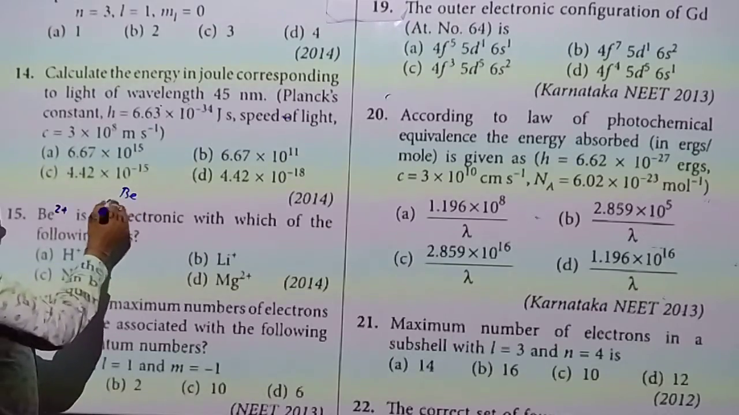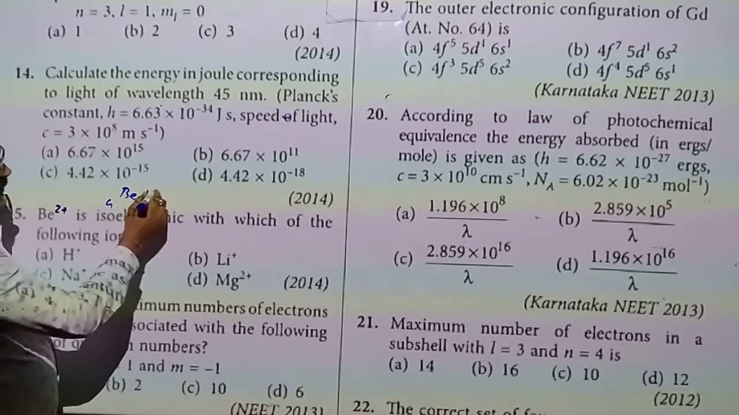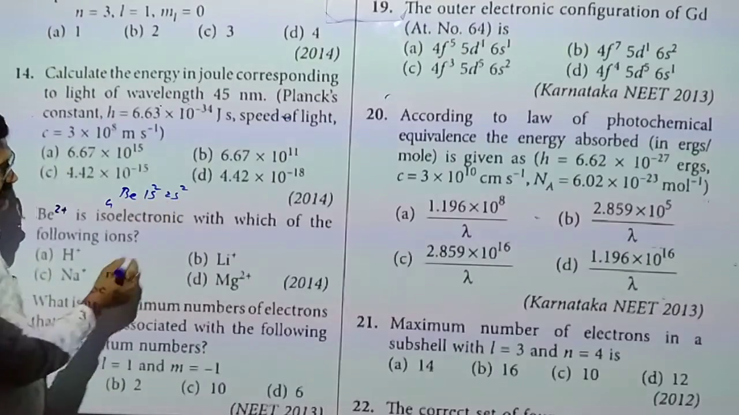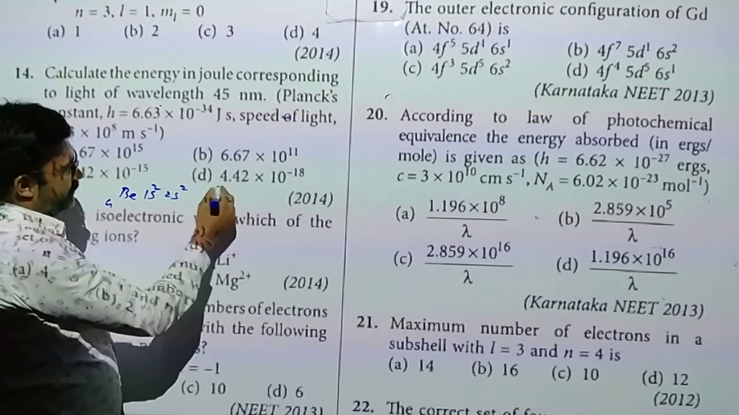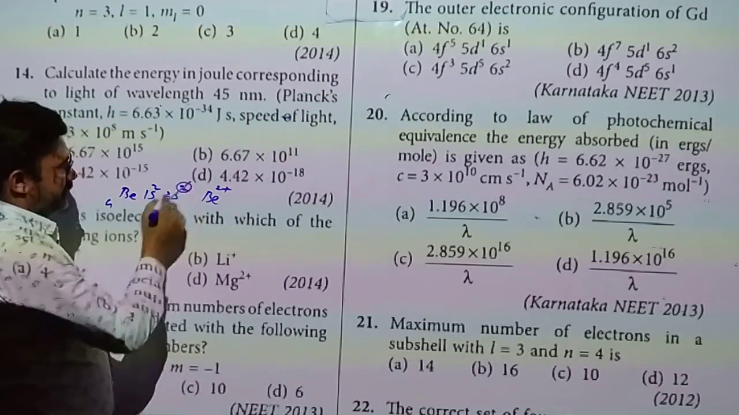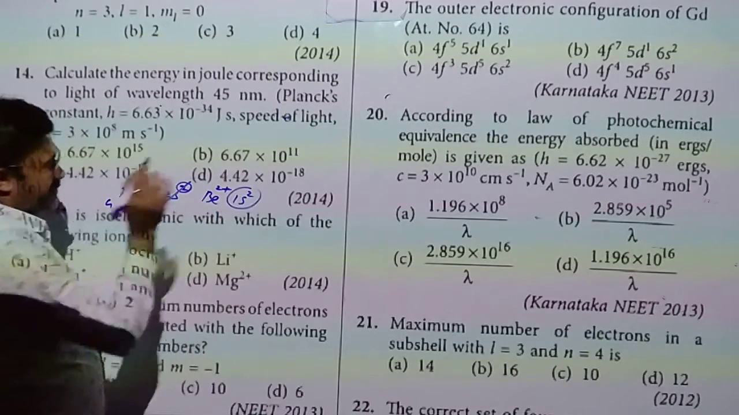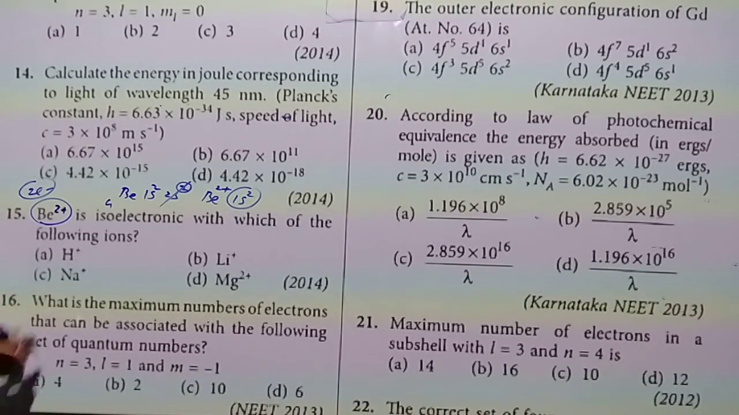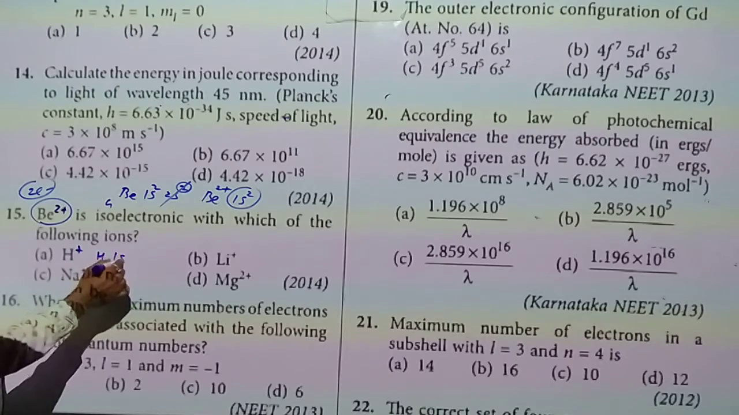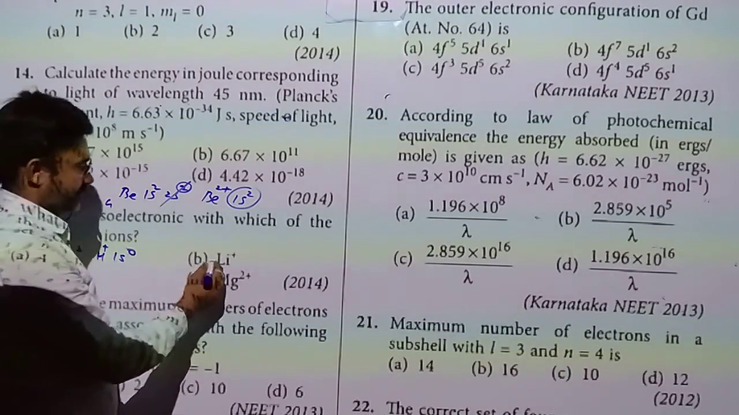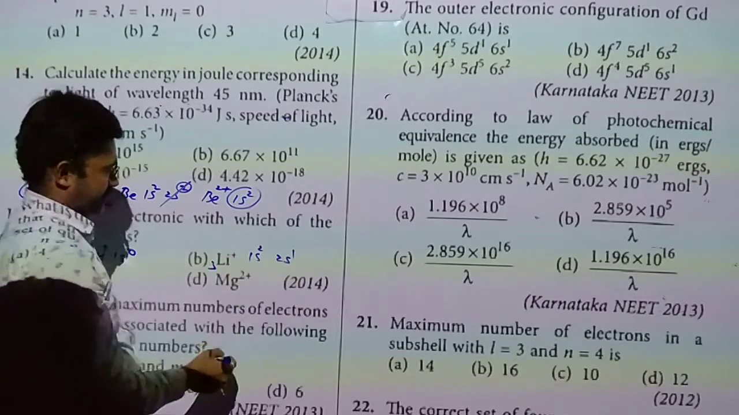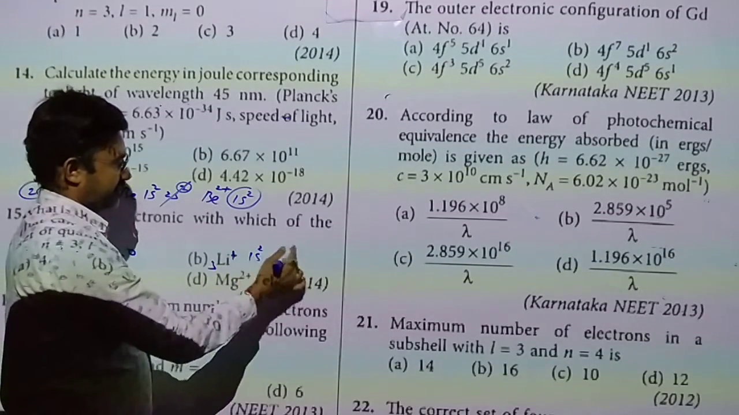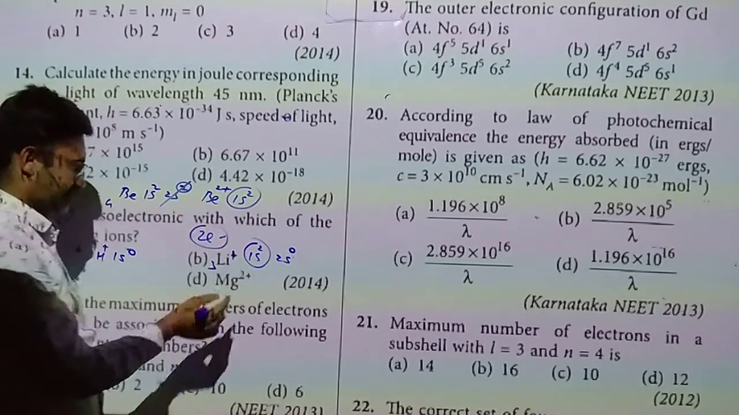In beryllium, atomic number 4, 1s2, 2s2. In the case of beryllium plus 2 ion, 2 electrons will be released from here, so 1s2. In beryllium plus 2 there are 2 electrons total. In H plus there are 0, because hydrogen is 1s1. In lithium 1s2, 2s1, 1 is removed, so there are 2 electrons.